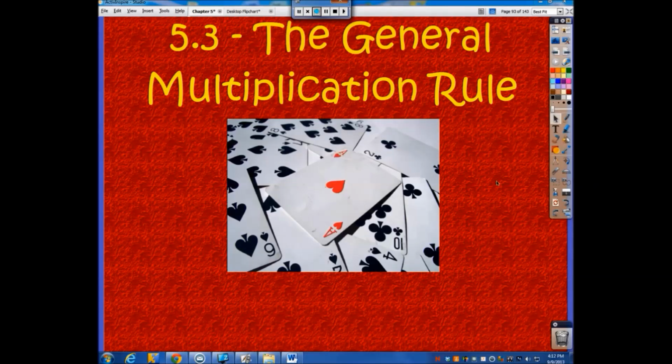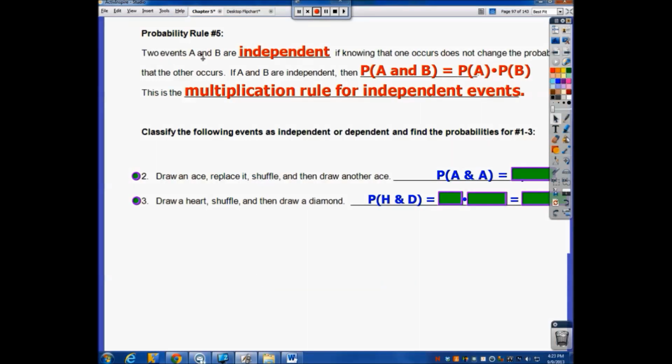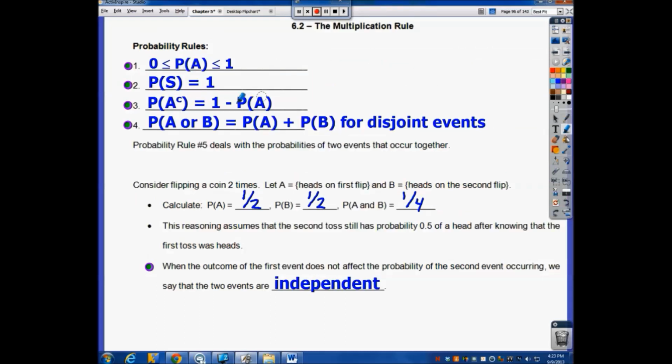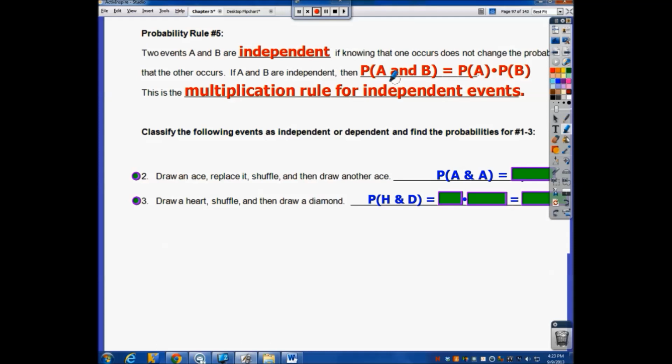Video number 3. So two events A and B are independent if knowing that one event occurs does not change the probability that the other occurs. If A and B are independent, then the probability of A and B, and notice when we talked about disjoint events, let me hop back here, whenever we used the term or, then that meant that we were going to be adding our individual probabilities. And now notice the difference here.